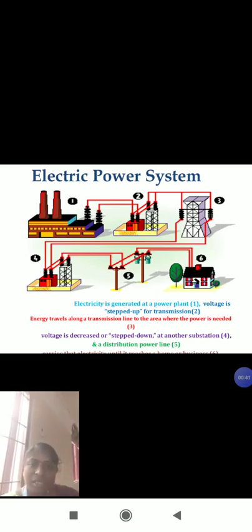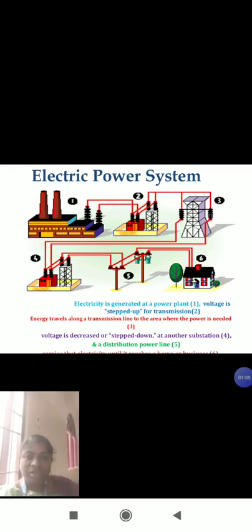So let us see the electrical power system. We all know that electricity is generated in a power plant, and in the next stage voltage is stepped up for transmission, and then energy travels along a transmission line to the area where the power is needed, and then the voltage is stepped down at the load end, and finally it is given to the distribution side.